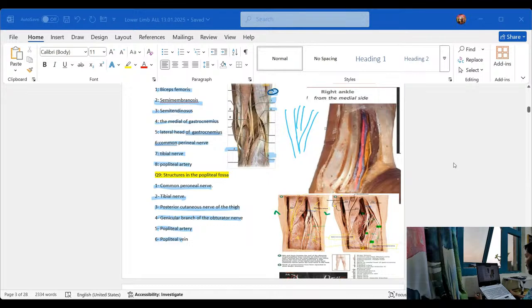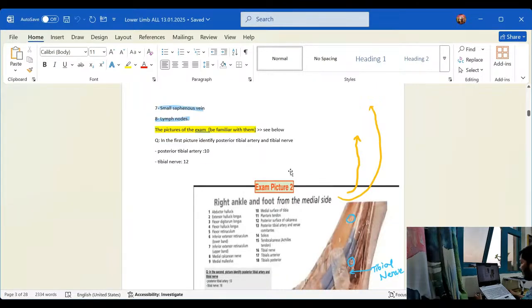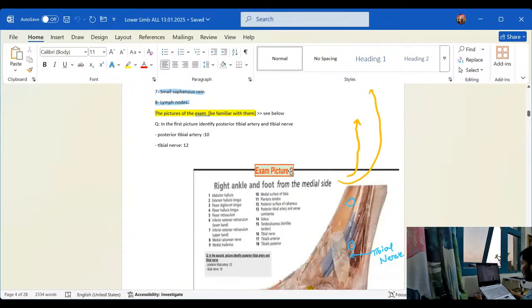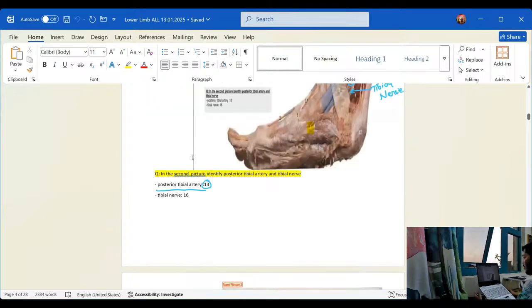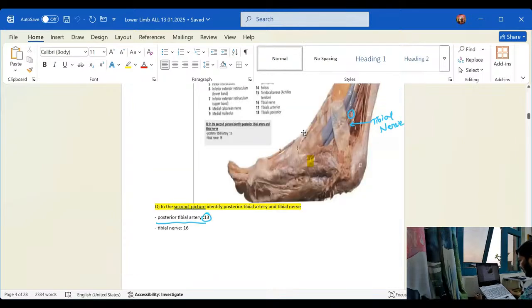This one is done. Then the next picture. This is the posterior tibial artery, tibial nerve. In the second picture, identify number 13. Number 13 is posterior tibial artery. 16 is posterior tibial nerve.